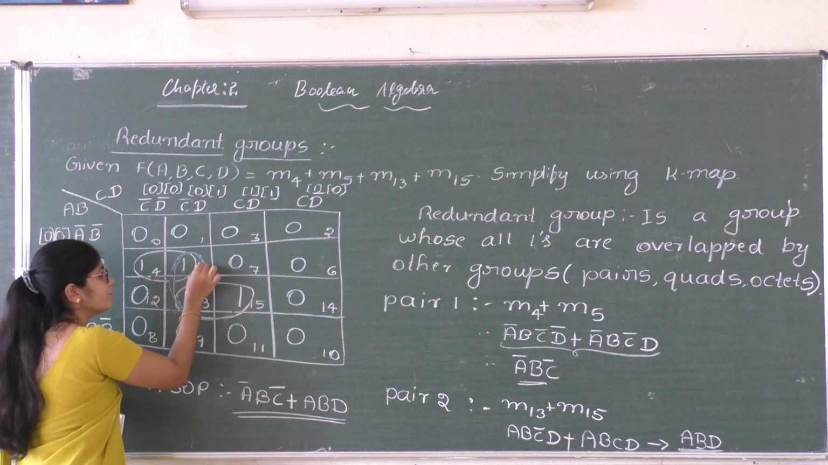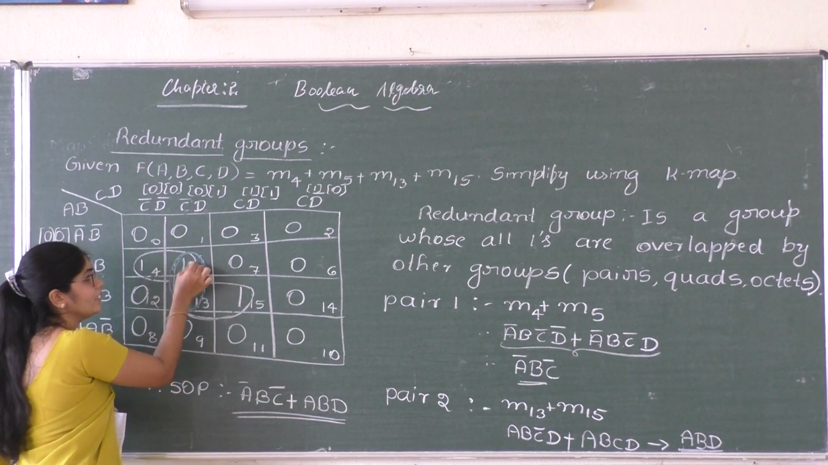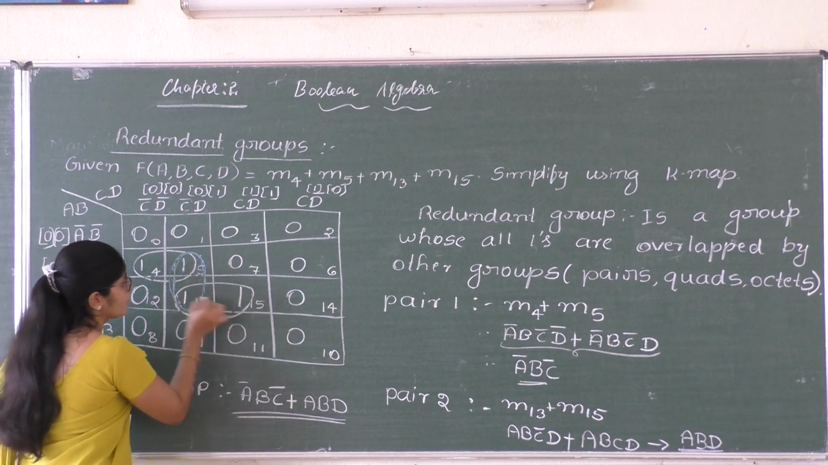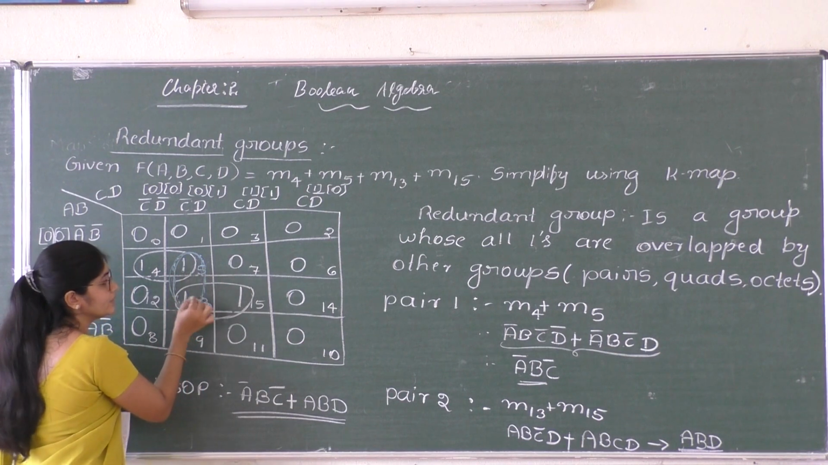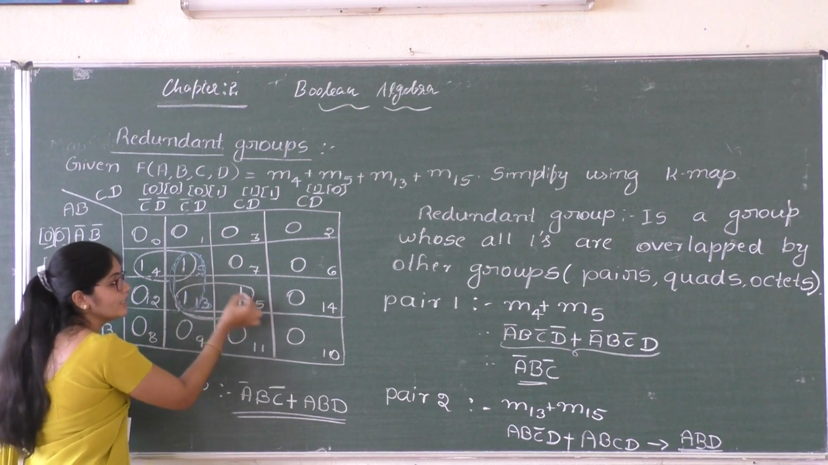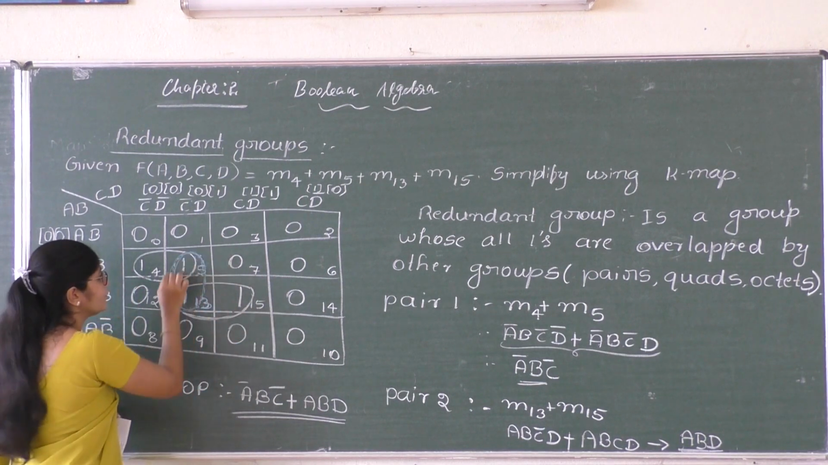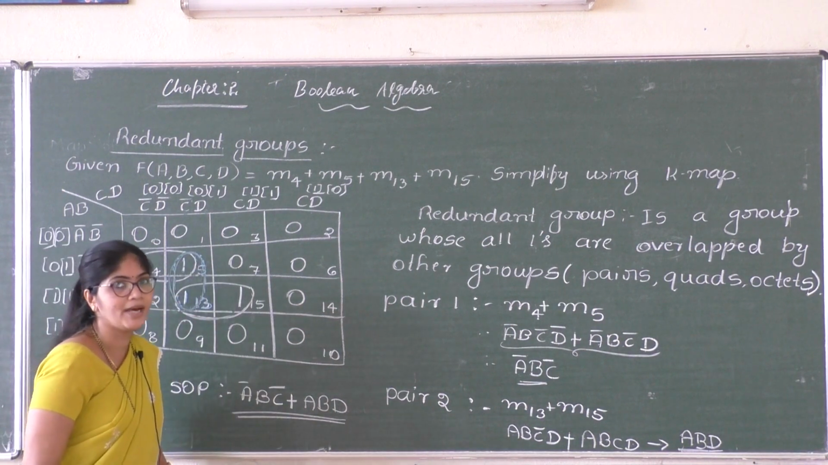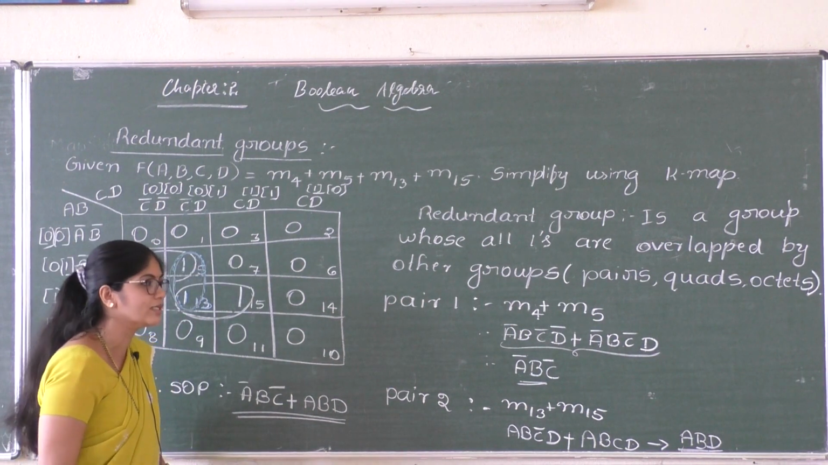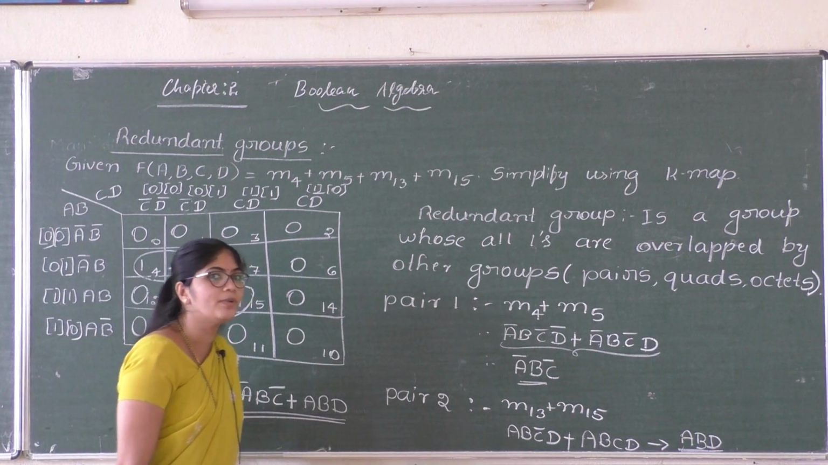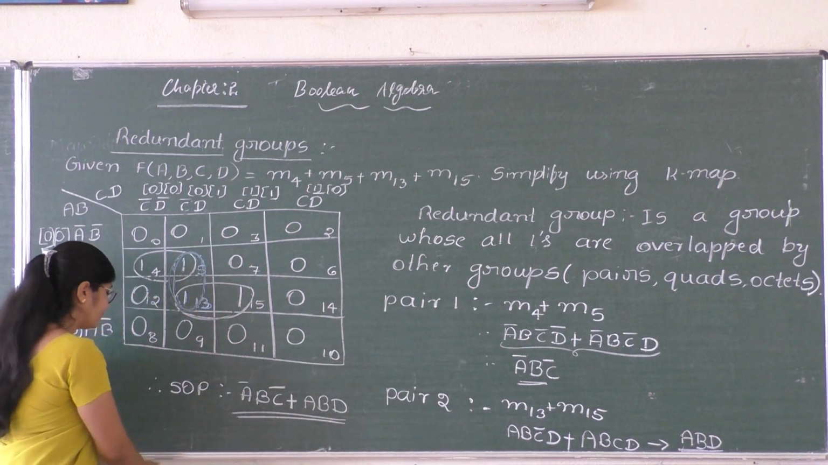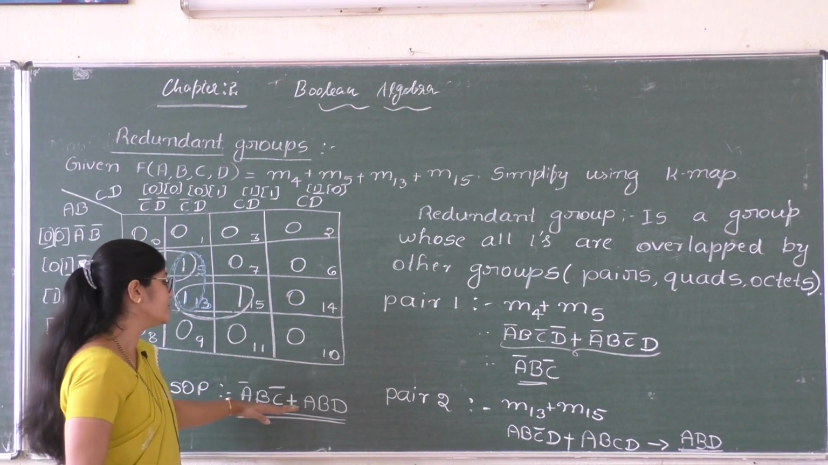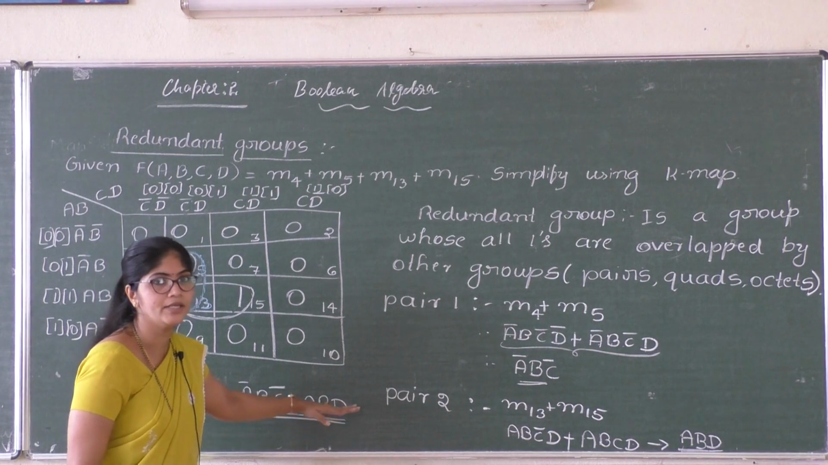See here, the 1 in the 5th square is overlapped by pair 1. The 1 in the 13th square is overlapped by pair 2. So we can't form a pair here. That pair is called a redundant pair or redundant group. We will not consider the redundant group while reducing the expression. So the final reduced SOP expression is A bar B C bar plus A B D.